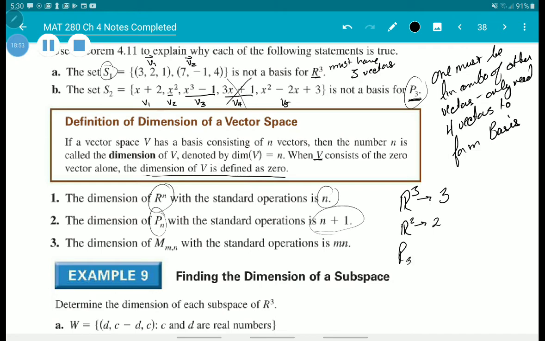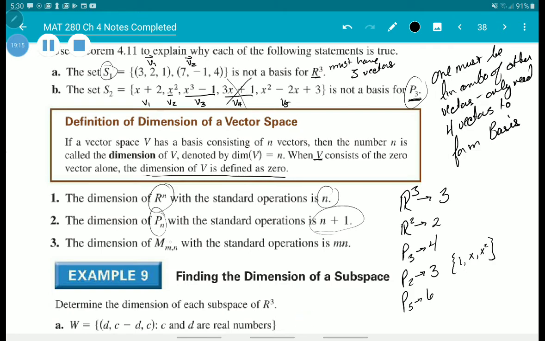So P3 had to have 4 vectors, so that was a dimension 4 space. P2 has to have 3. And your standard set is 1, x, and x squared. So P5 would have to have 6, and so on.